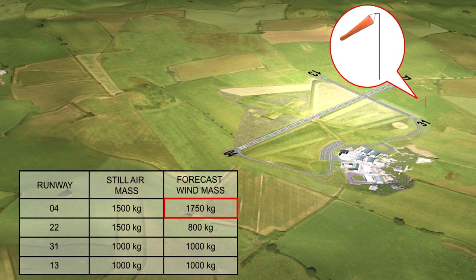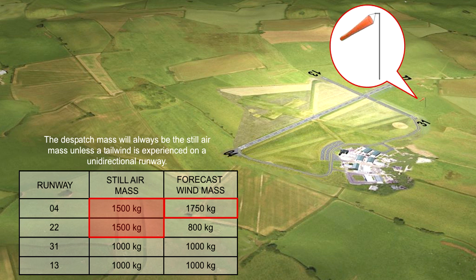The way to simplify the dispatch rule is always to consider the greatest mass in still air and the greatest mass in the forecast wind conditions, and, of the two, take the lesser mass as the dispatch mass. Of the two, it is the still air mass that is usually the lesser mass, as shown in our example.